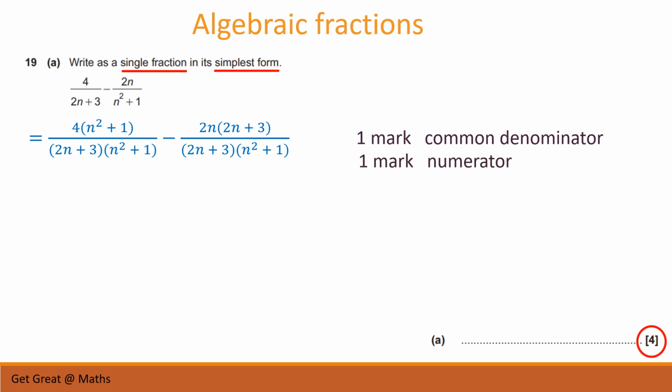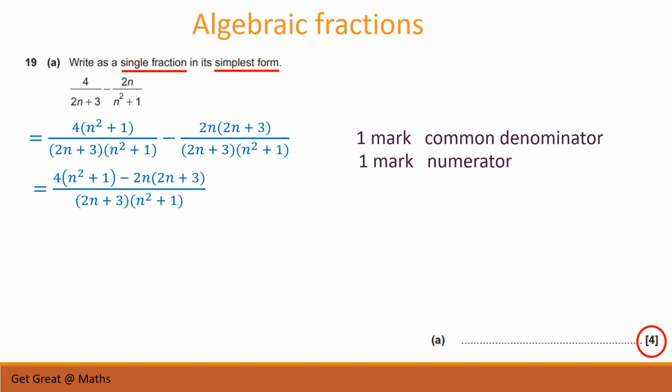So you get 1 method mark for your common denominator and 1 method mark for your common numerator, which are the numbers at the top. From here, I could combine this into one fraction. So the denominator stays exactly the same, and then I could just put the 2 lines together. So I get 4 bracket n squared plus 1 minus 2n bracket 2n plus 3.